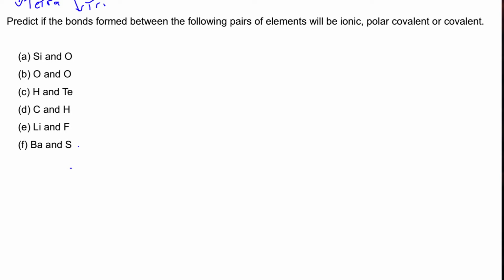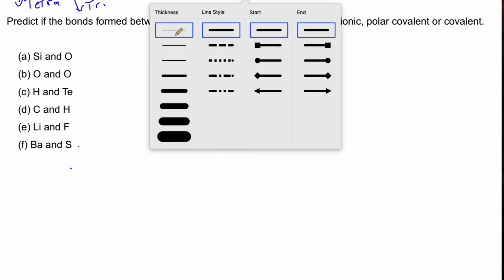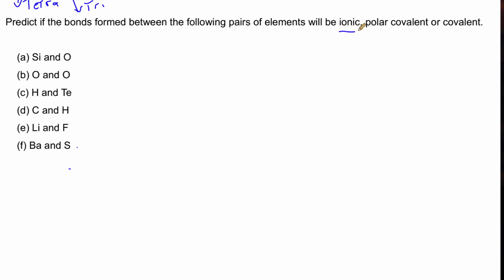And we are going to predict whether the bonds formed between these pairs of elements would be ionic, or would they be covalent or polar covalent. So we're going to look at those 3 examples here as to what you could get. So they could be ionic, polar covalent, or covalent.